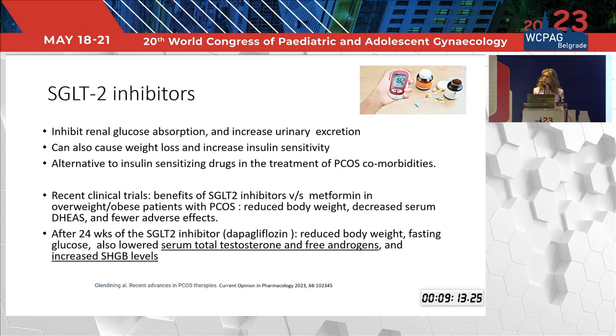SGLT2 inhibitors, which are also used in diabetes, work by inhibiting renal glucose absorption and increasing glucose excretion in the urine. They have been compared versus metformin, which is one of the first treatments in PCOS, and they have shown in overweight and obese patients with PCOS to reduce body weight, which is one of the first things we tell them when we ask them for lifestyle modification. It decreased serum DHEAS and had fewer side effects than metformin. Another study used SGLT2 during 24 weeks, and it reduced body weight, fasting sugar, and also decreased serum testosterone, free androgens, and increased SHBG levels. So also a novel therapy.